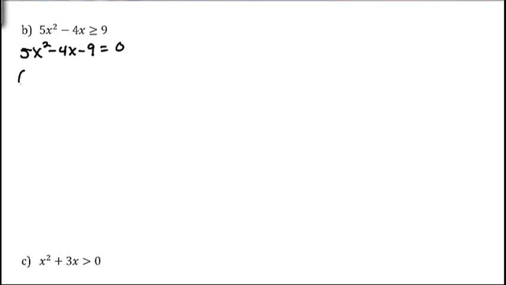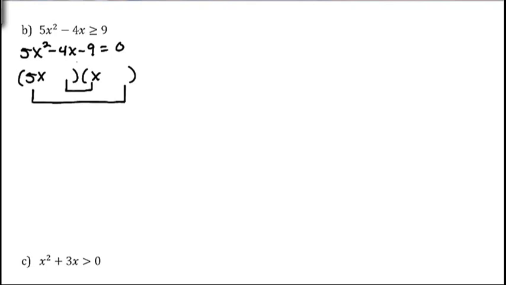This one also factors. The only way for us to factor 5x squared is 5x times x. And then I need to factor 9 so that when I do FOIL, I end up with the negative 4x in the middle. So we want to take 5 times a factor of 9, and then x times a factor of 9. And I want to end up with a negative 4x. And notice if you add 5 and negative 9, you get the negative 4. And so that's how I want this to work out.